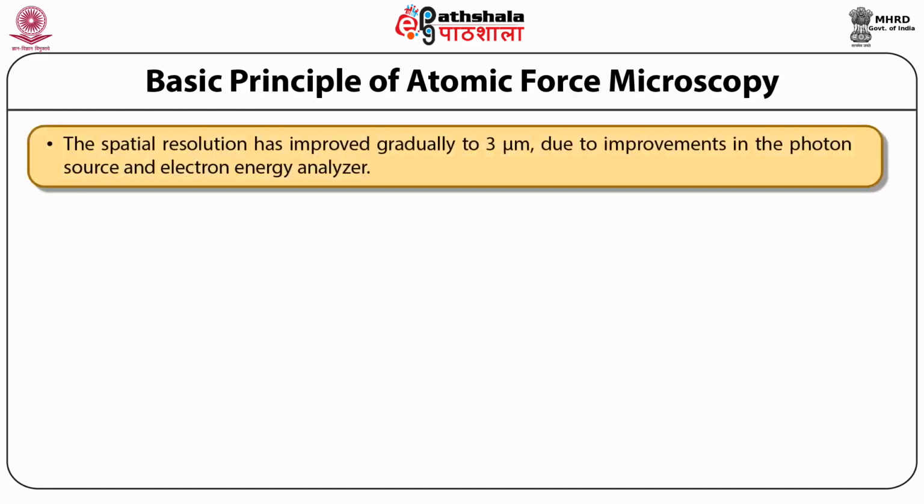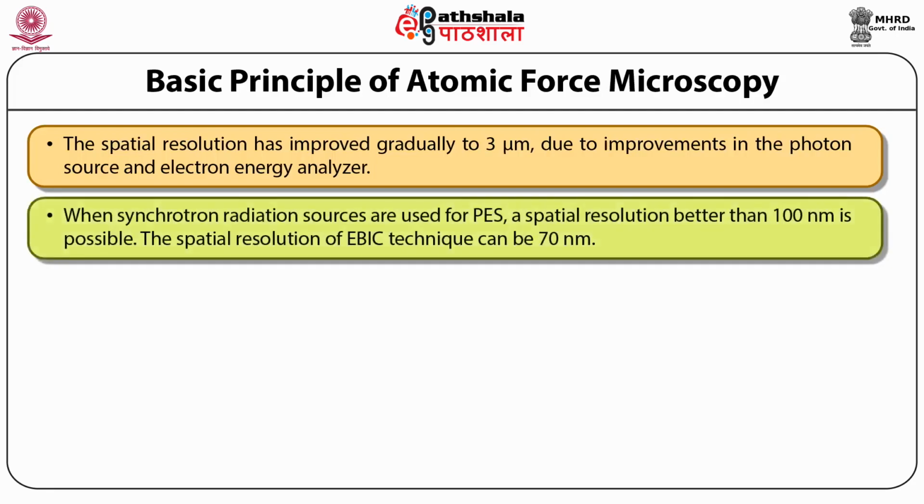The spatial resolution has moved gradually to 3 micrometers due to improvement in the plane source and electron energy analyzer. When synchrotron radiation sources are used for PES, a spatial resolution better than 100 nanometers is possible. The spatial resolution of EBIC technique can be 70 nanometers.